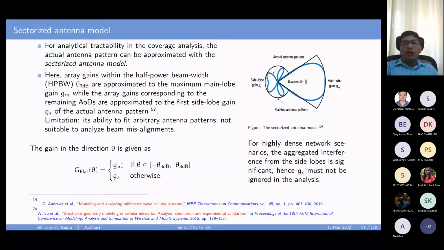Okay. Now, in a highly dense network, your interference from the side lobe can also be significant because there is a significant number of base stations. So we have to include the interference in both lobes, and we cannot ignore the interference in the side lobe.